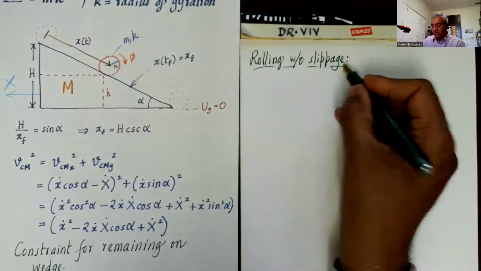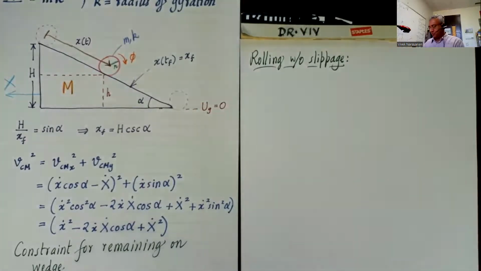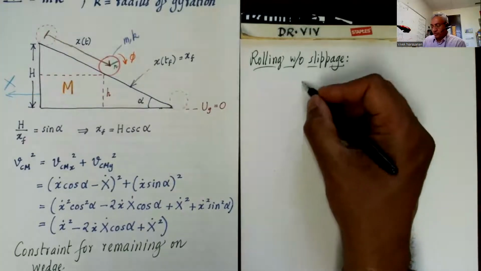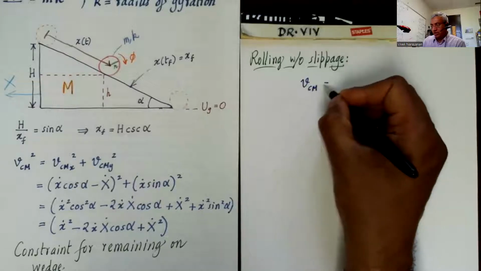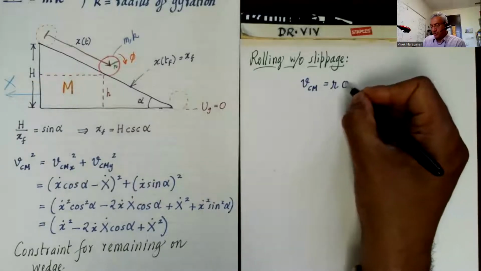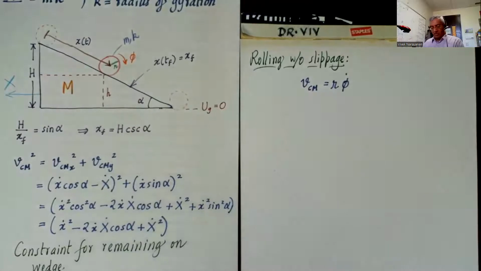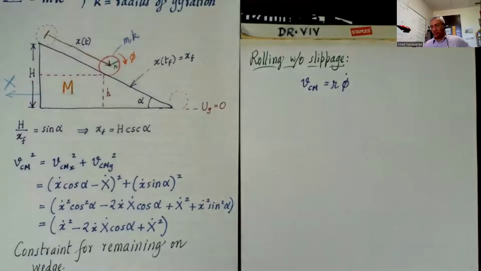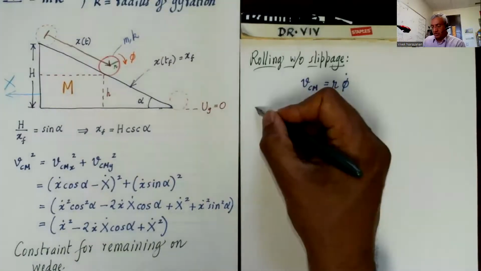Well, that tells us that the linear velocity is related to the angular velocity through the no slip condition. So VCM is going to be r times phi dot. Now, I want to just pause because in addition to showing the right way to do some problems, I also want to talk about the common pitfalls. What would be a common blunder in this problem? So a common blunder.